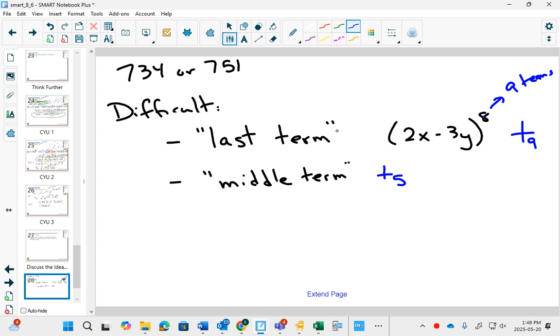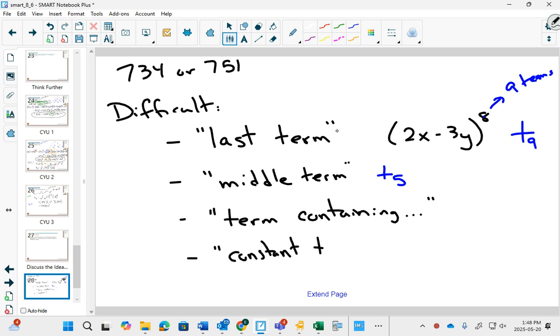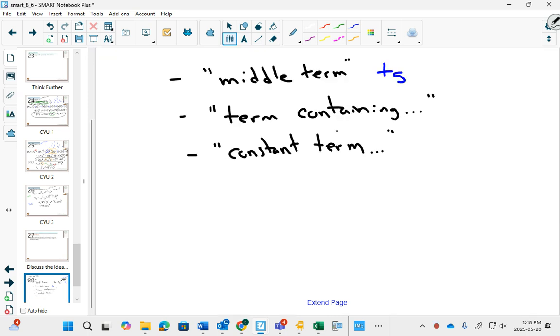Then we get to the hardest ones. And I'll do a couple of examples with these. Questions that say find the term containing or the constant term. Both of these are very similar, so I'll write them at the same time, and then we'll do an example of what these look like.